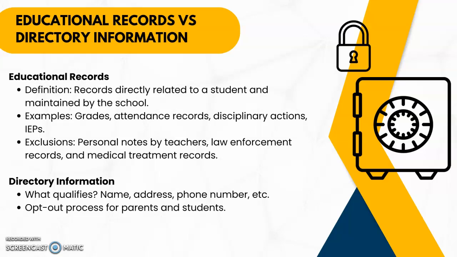Things that would be excluded from being educational records would just be any personal notes from teachers, law enforcement records, or medical treatment records. Directory information is more of that personally identifiable information, like information that you would find on a student in our student management system like Skyward. That would include things like name, address, phone number, etc. And again, there is an opt-out process for parents and students who don't want any of that additional personally identifiable information included or shared from the entity.